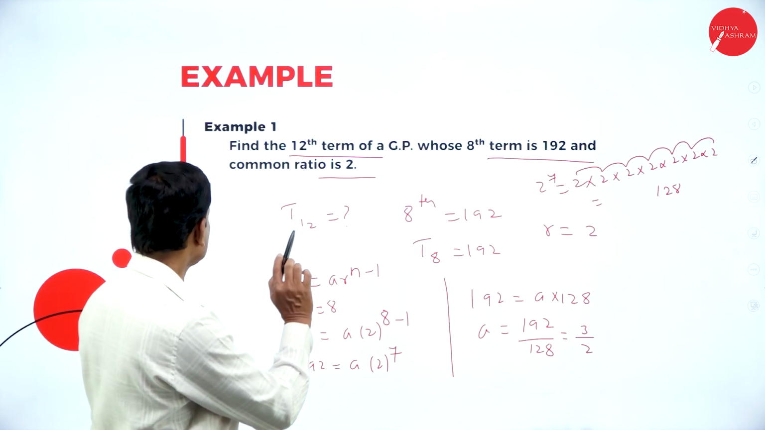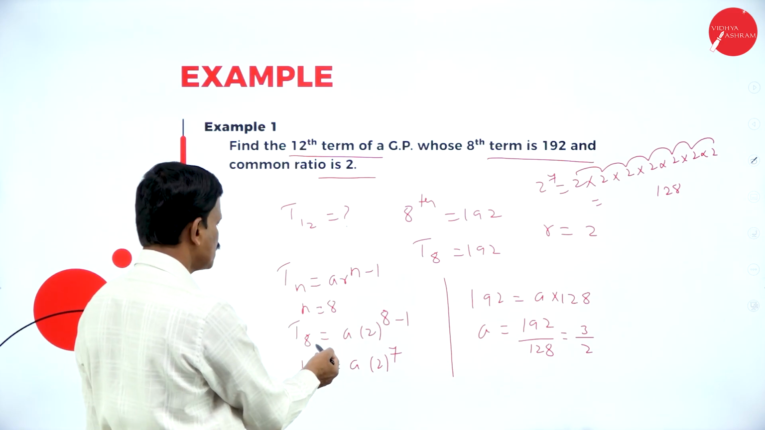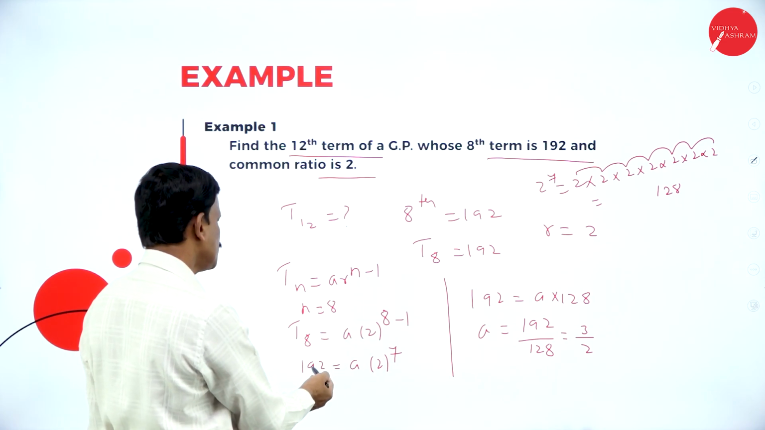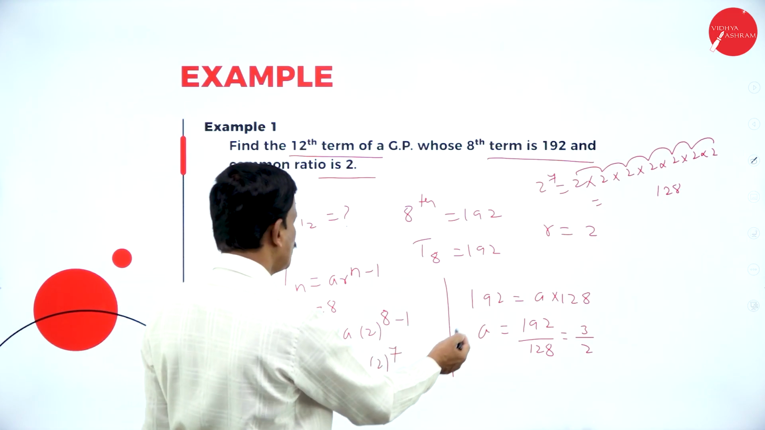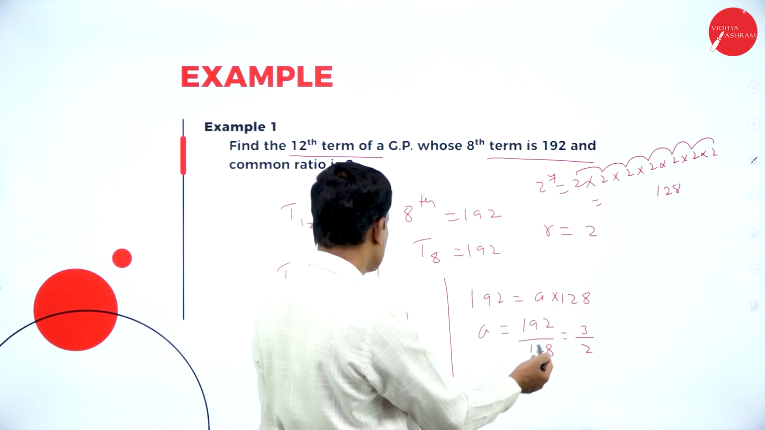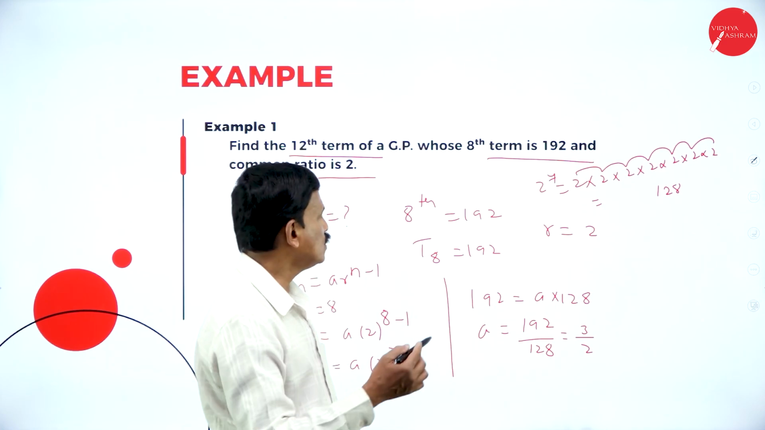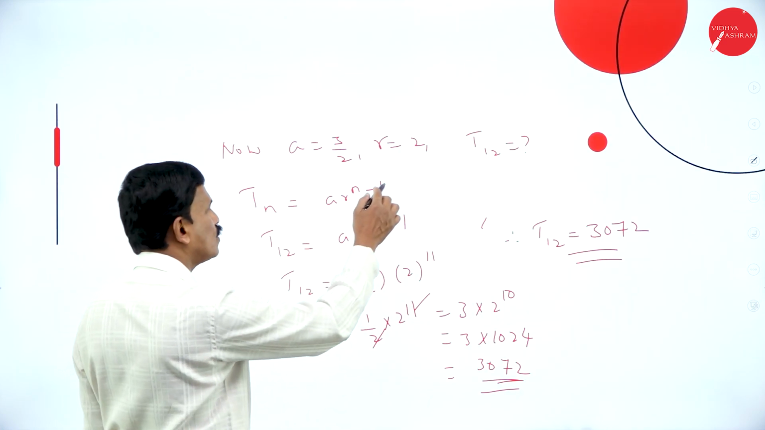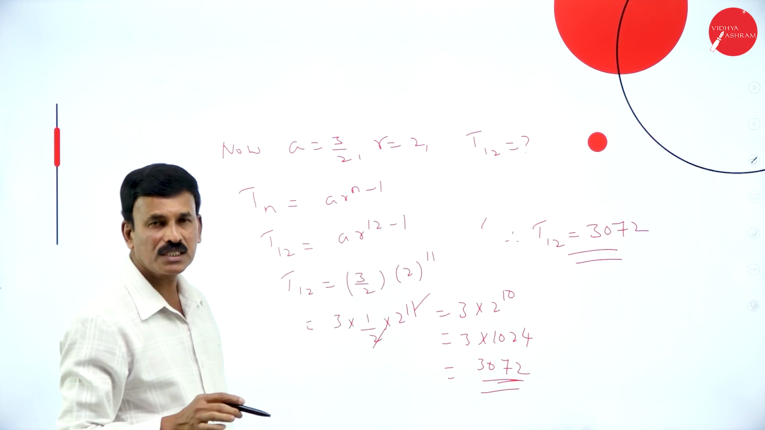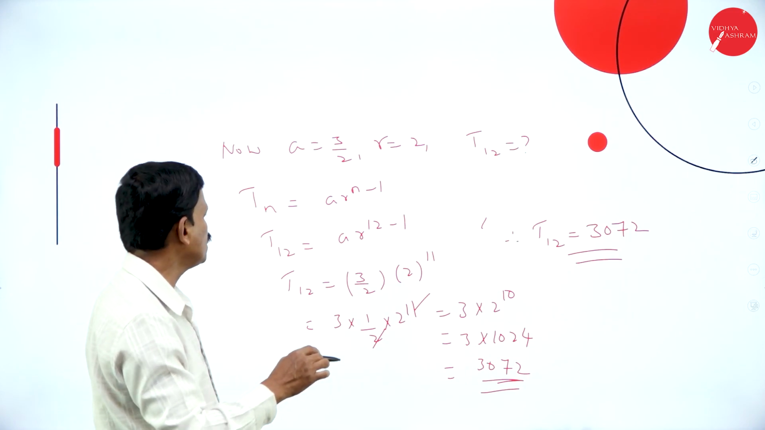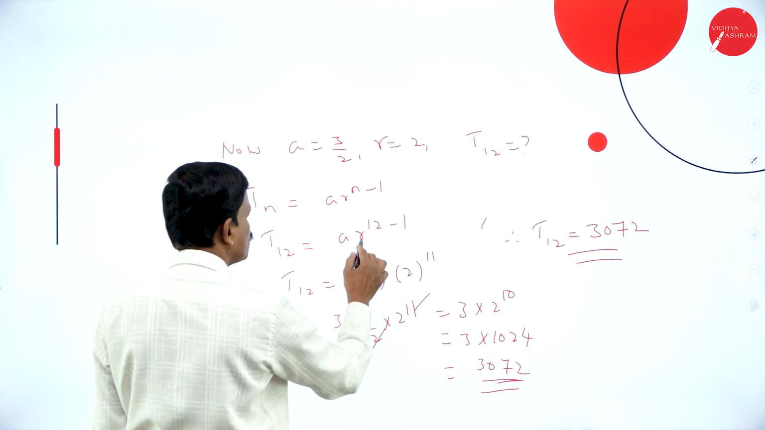Hope you followed. See here, the 12th term is to be determined whose 8th term is given. Since the nth term Tn is equal to a r to the power of n minus 1, T8 is 192, which is equal to a into 2 to the power of 8 minus 1, that is 7. So 192 is equal to a into 2 to the power of 7, which is 128. a is equal to 192 by 128, which is 3 by 2.